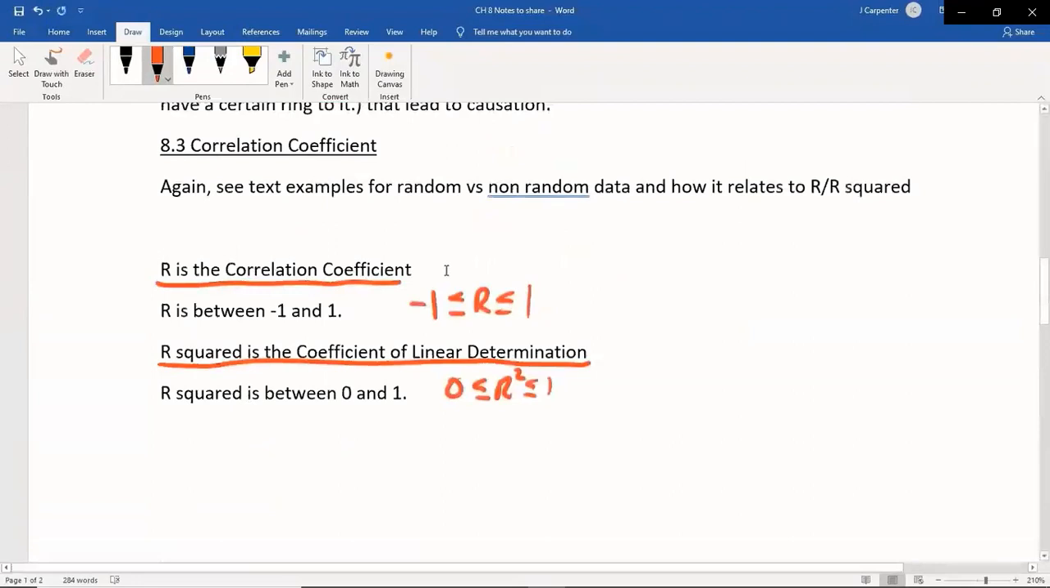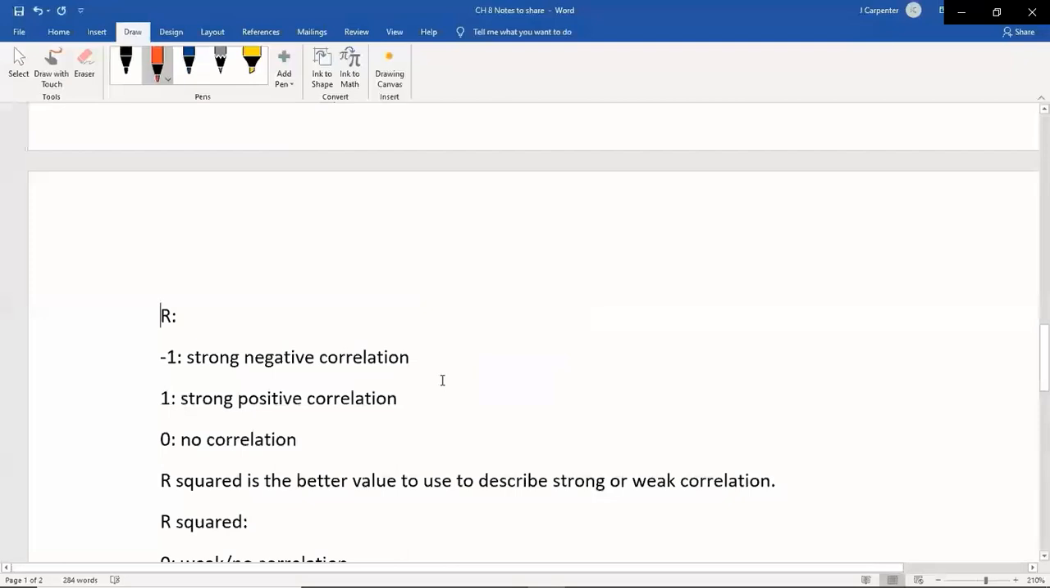So R we call the correlation coefficient. It's the namesake of the title section, but R squared is what we're going to be much more interested in moving forward. We'll study R squared, but R squared is what we care about. I've brought it up since chapter 5 for math's sake. So the coefficient of linear determination, we'll get a better statement about that very soon. So R squared is between 0 and 1.